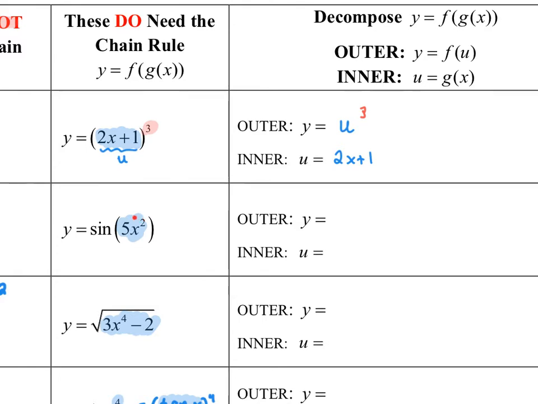On my next one, I can see that the 5x squared is being plugged into the sine. So my inner function is the 5x squared, and I'm defining that as u. So my inner function here is u. Now my y equals sine of u, and that is my outer function.